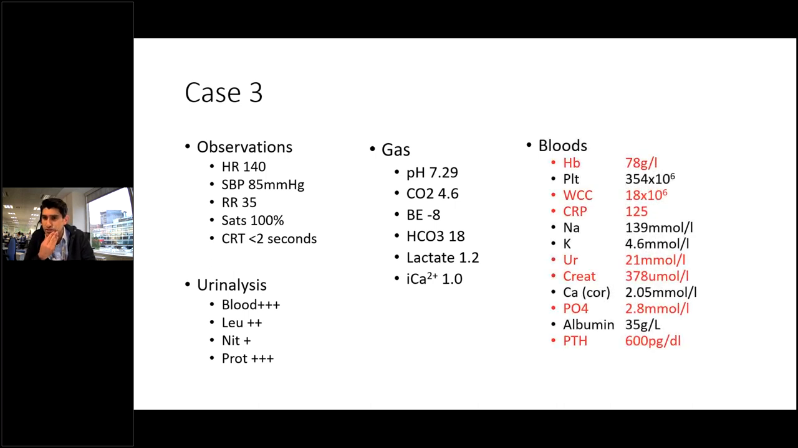And these are the bloods. So you've got an anemia there, the Hb of 78, CRP of 125, so an infection going on, creatinine of 378, urea of 21, phosphate 2.8, which is an interesting thing. We didn't normally see that in acute kidney injury, and a PTH of 600, very high parathyroid hormone. So does anyone have any thoughts about what's going on in this patient? Or what would you do next?